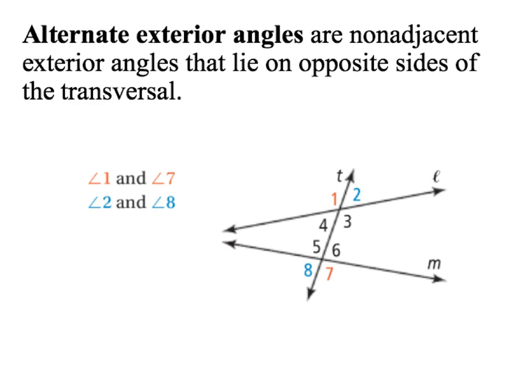The last one we have is alternate exterior angles. The wording actually tells you what you're looking for. Find your transversal, the line that cuts the other two lines. I'm looking for alternate, so on opposite sides of the transversal, and exterior is on the outside of the lines. So angles 1 and 7, and angles 8 and 2, are alternate exterior angles.